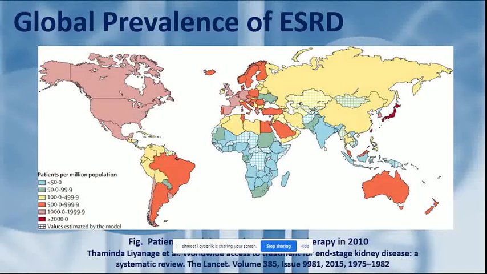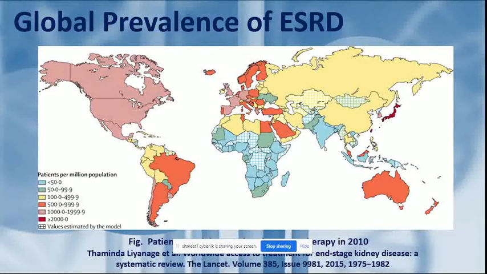However, if you look at the prevalence of end-stage renal disease, there's a big difference. If you look at this picture, the developed countries like Japan, United States and many European countries have a high prevalence of end-stage renal disease, whereas developing countries like South Asia and Africa have a low prevalence of end-stage renal disease. Why? What's the reason for it?